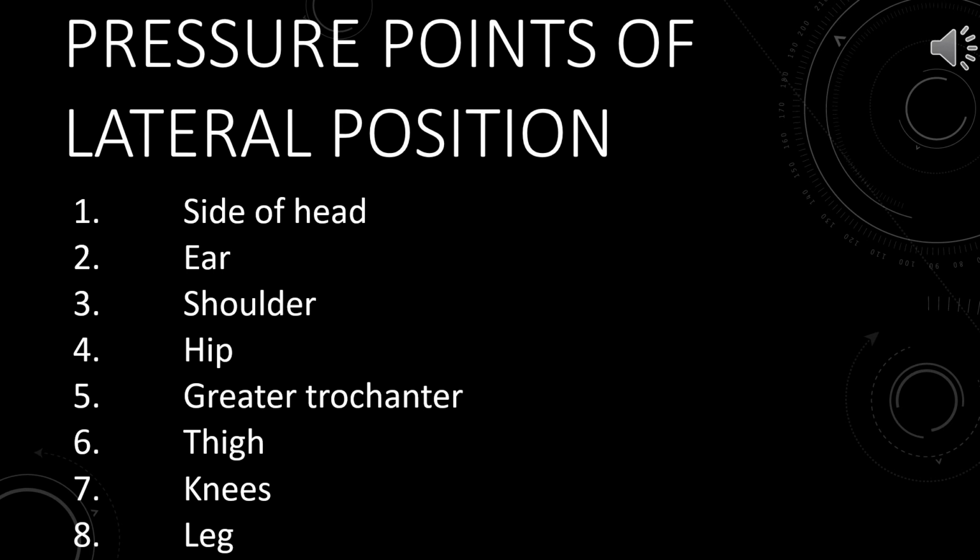Now the common pressure ulcer sites when the client is in the lateral position. There are many pressure ulcer sites when the client is in this position. First one is the side of the head, second is ear, third is shoulder, fourth one is hip, fifth is greater trochanter, sixth is thighs, seventh is knees, eighth is leg, ninth is malleolus, and tenth one is heels.